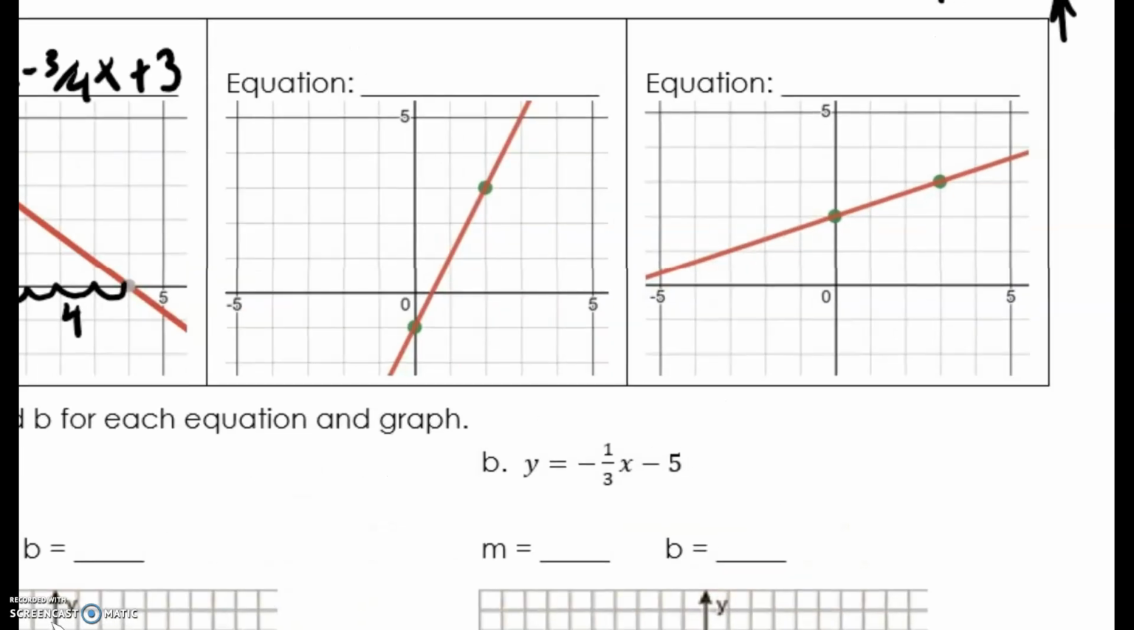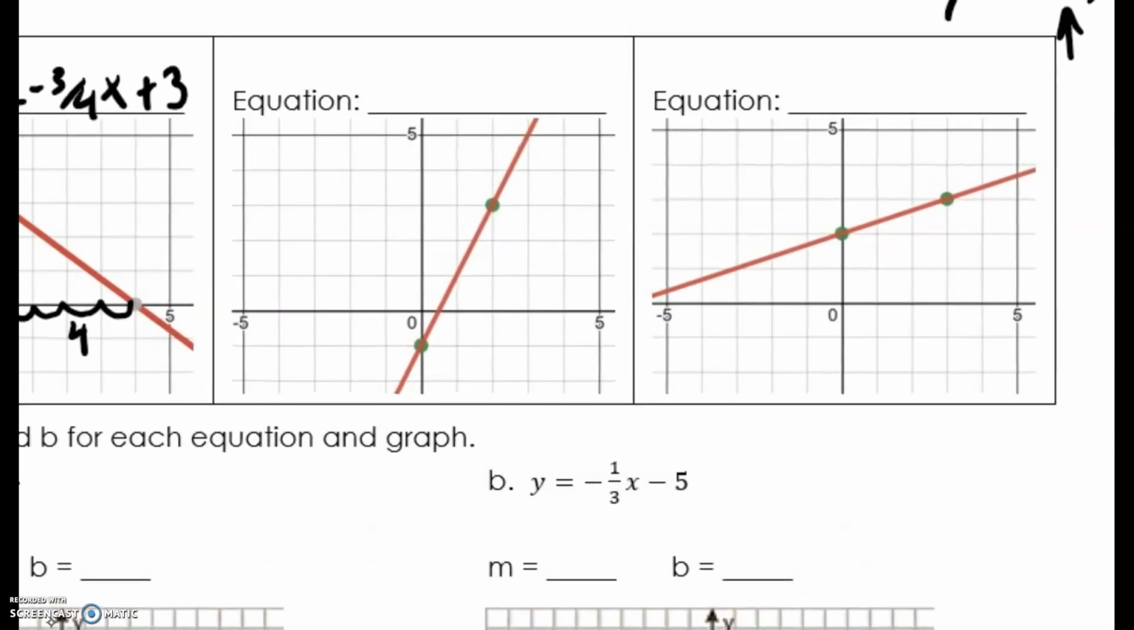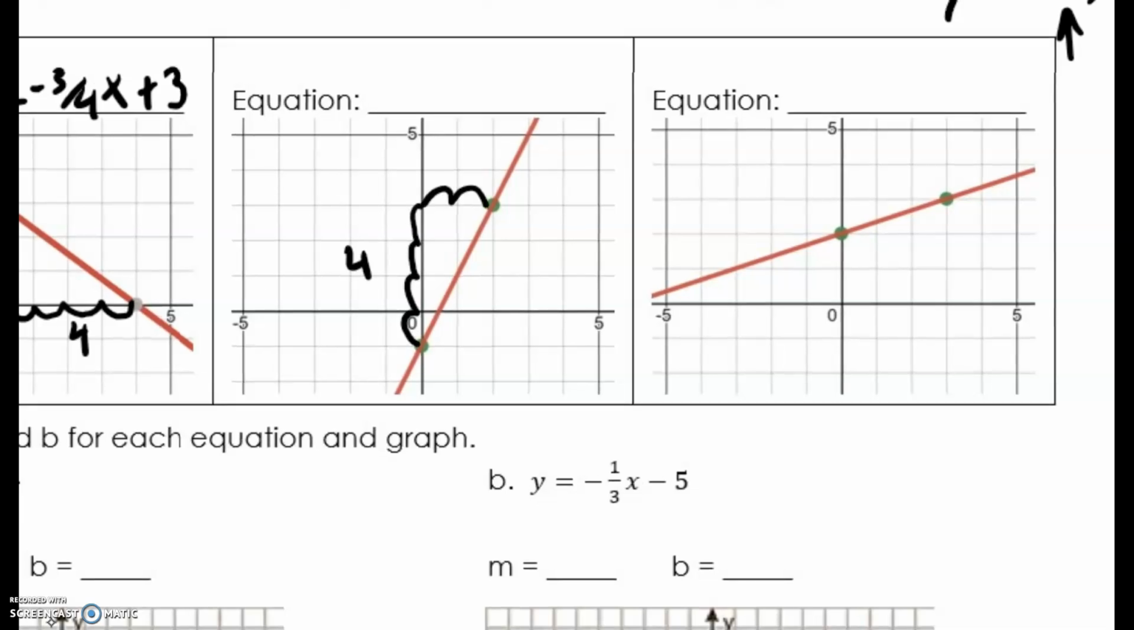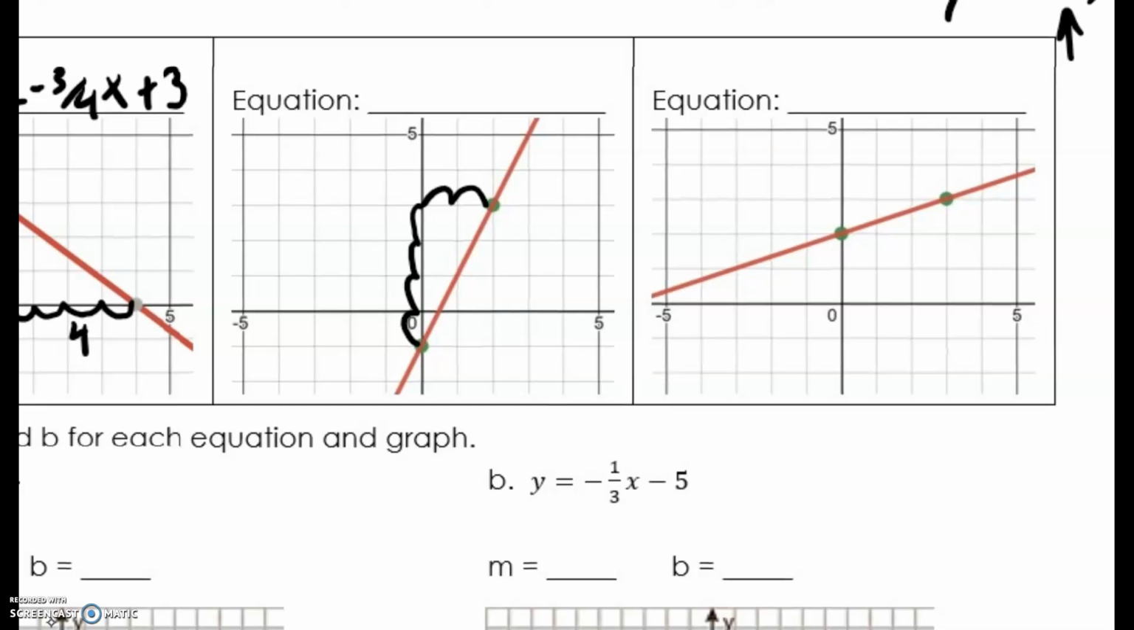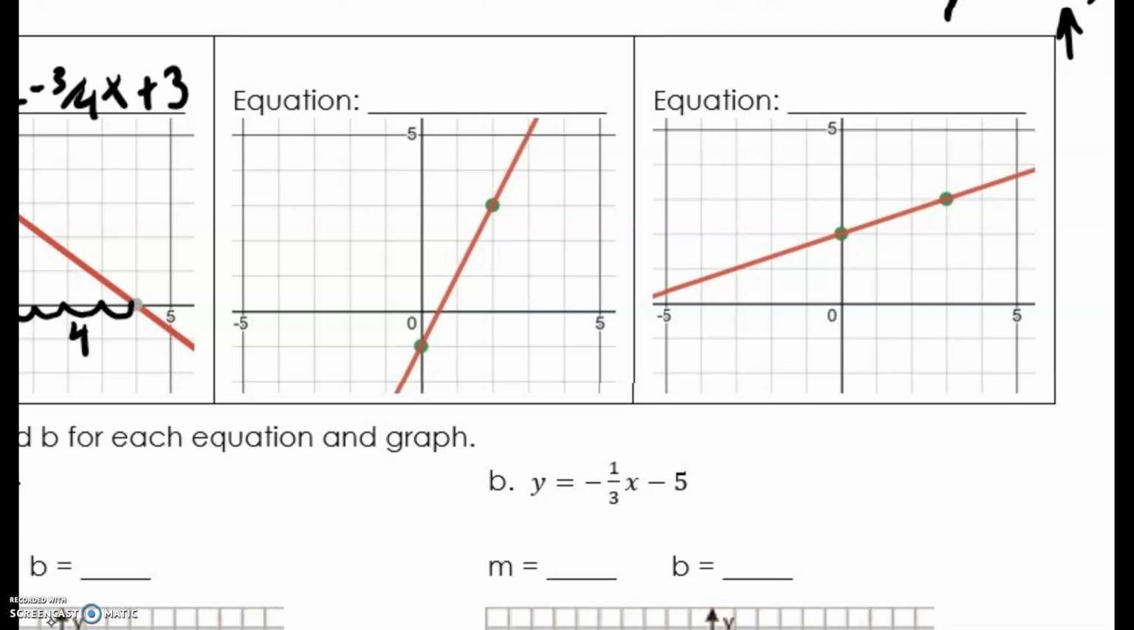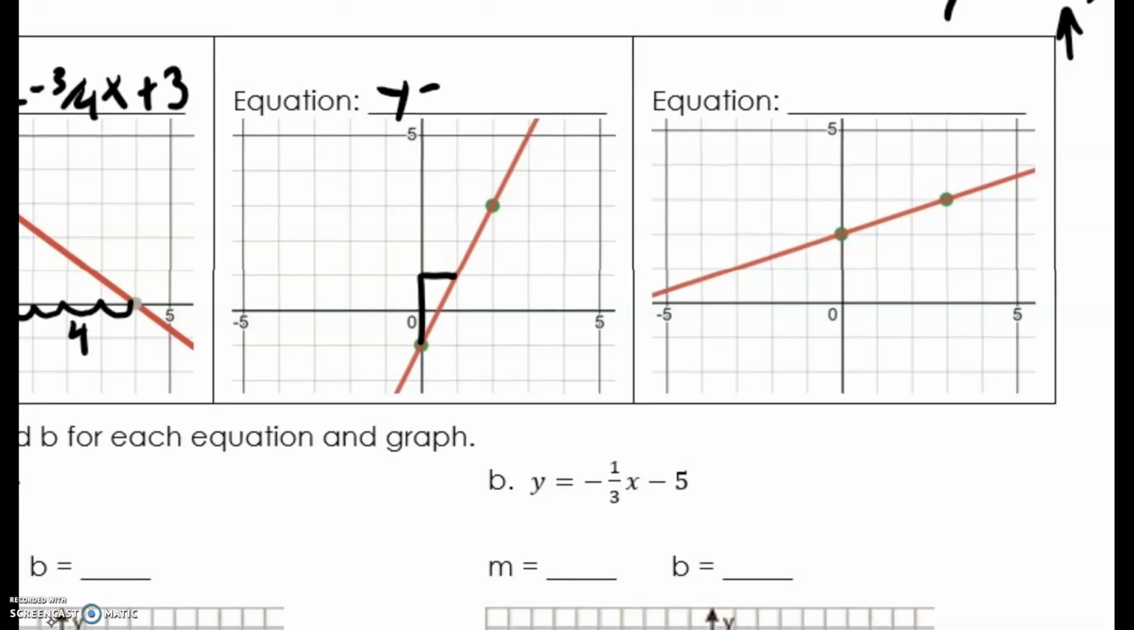Number 2, the y-intercept's at negative 1, the slope is up 1, 2, 3, 4, and over 2. Now when I look at 4 over 2, that reduces down to 2. So I looked at those points, but I could have gone up 2 over 1, and that's what I need to do. So my equation is y equals 2x minus 1.